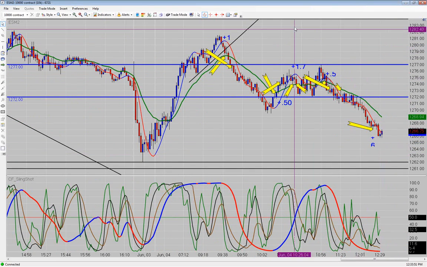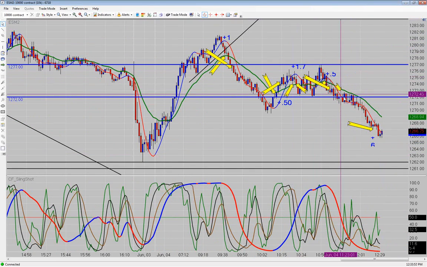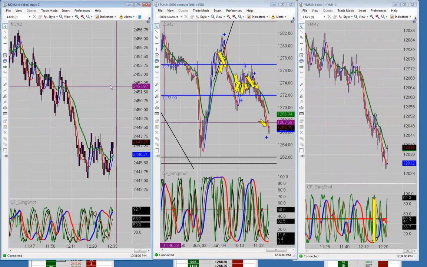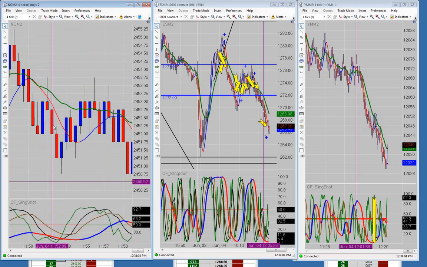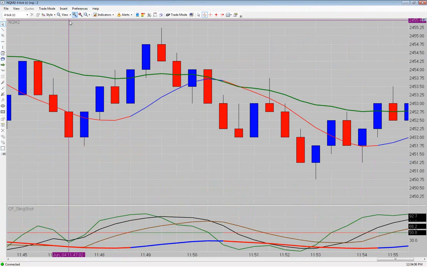And that's pretty much it for the morning. You can trail your stop down behind the MA1. You can trail it behind the BBC. You can do that here, or you can do it over here as well, when you have an opportunity to trail a stop. Let me blow this up.